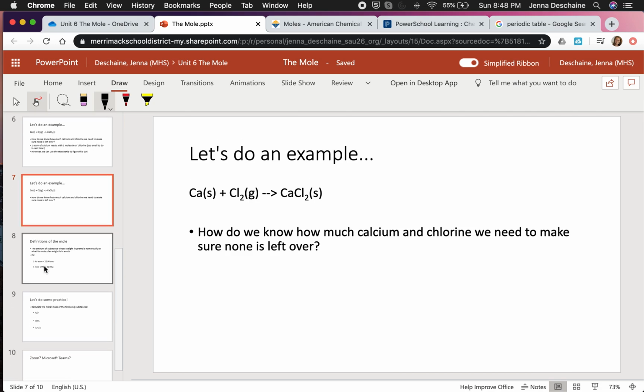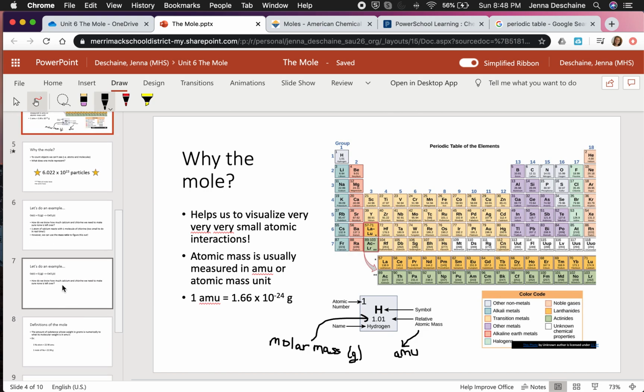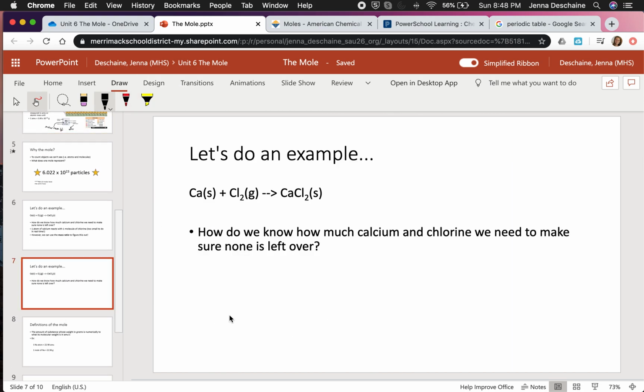Okay. So if I go back to the periodic table that I gave you guys earlier in the presentation, you can see that 1 mole or even 1 atom of calcium is equal to 40.08 grams. Okay, so right here I'm going to write 40.08 grams of calcium.